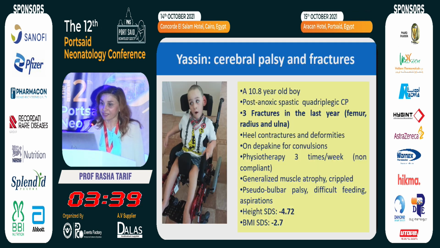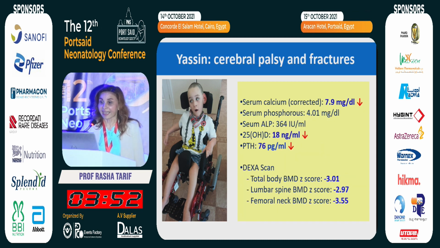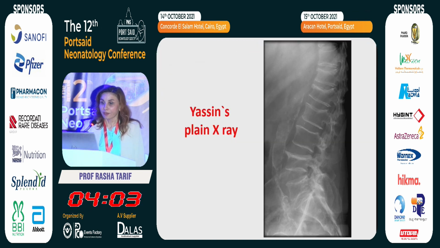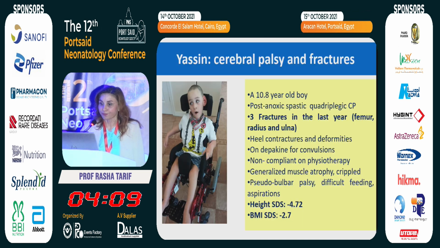And this is the last case, a case of cerebral palsy, and the boy here has recurrent fractures. He's very short, has muscle atrophy, is not compliant on physiotherapy, and he is on anti-epileptics. The calcium is low, the vitamin D is low, and the parathyroid hormone. And here you can see the DEXA scan is very low. He has got severe osteopenia. And on X-ray, you can see osteopenia and decreased vertebral height and compression fractures.